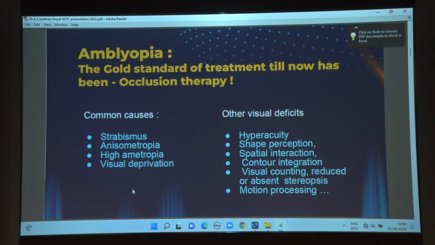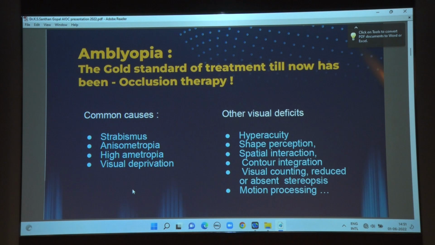Although there are many causes for amblyopia like strabismus, anisometropia, high ametropia, and visual deprivation, the treatment for all these things by all of us has been the same: blind patch. Patch the eye. We haven't said anything more than patch the eye. 4 hours, 6 hours, 12 hours, 24 hours of patching, etc. So it's meaningless. Although amblyopia is associated with a number of visual deficits like hyperacuity, shape perception, spatial interaction, contour integration, visual counting, reduced or absent stereopsis, and motion processing.